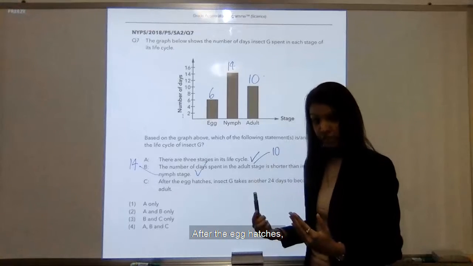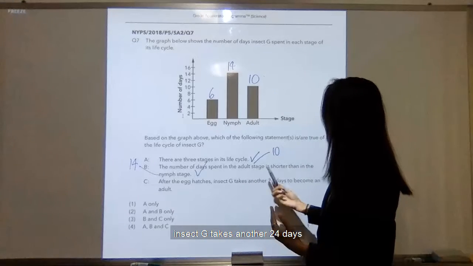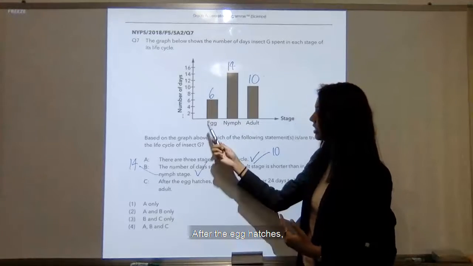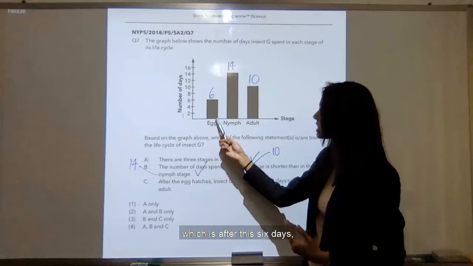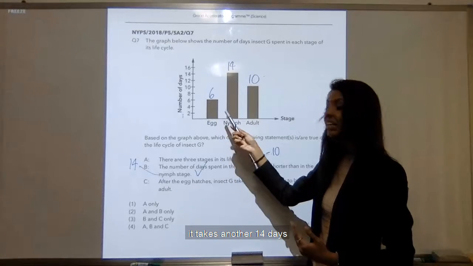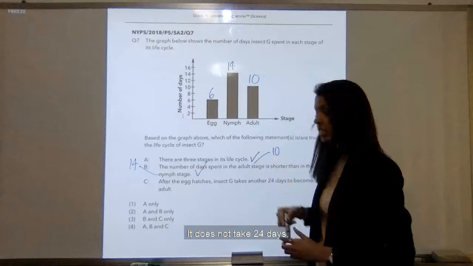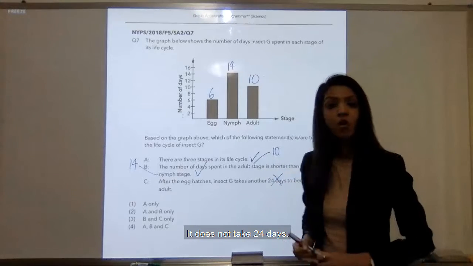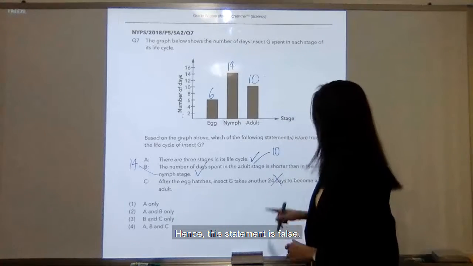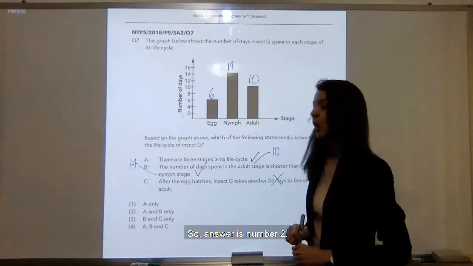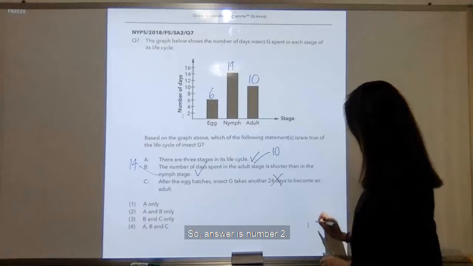Statement C. After the egg hatches, insect G takes another 24 days to become an adult. After the egg hatches, which is after these 6 days, it takes another 14 days to become an adult. It does not take 24 days. Hence, this statement is false. And therefore, only A and B are true. So, the answer is number 2.